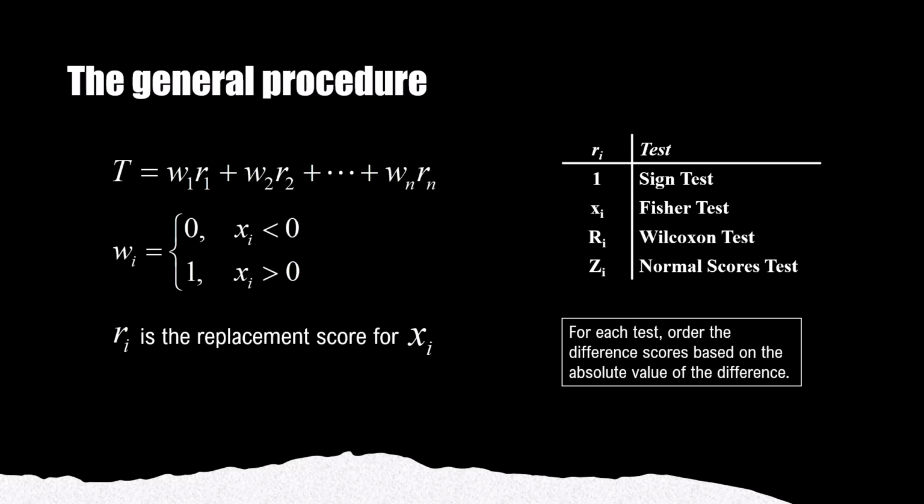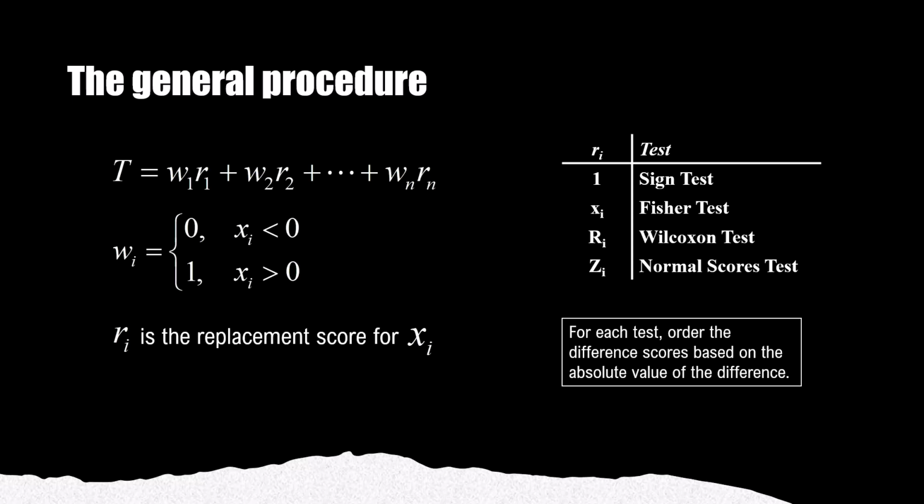Let's define our test statistic to be a linear combination of weighted replacement scores. That is, T is equal to the weight of the first score times the replacement score, plus the weight of the second score times the replacement score, and so on, up to the weight of the nth score times the replacement score. Let's let the weight be 0 whenever the original score is less than 0, and 1 whenever the original score is greater than 0. So what that means is that T, our test statistic, will be a sum of replacement scores, but only of those scores in which the original score was positive.